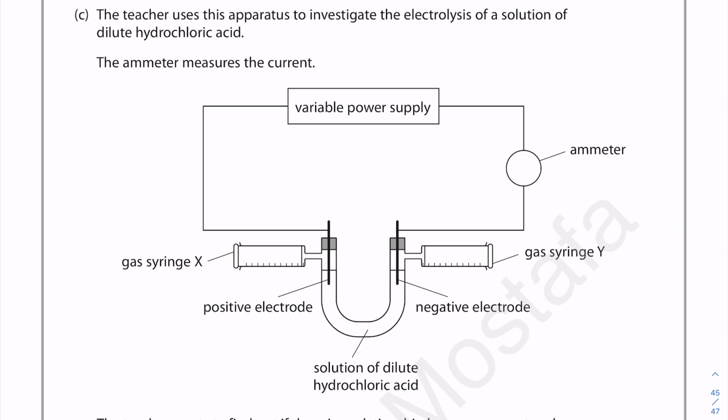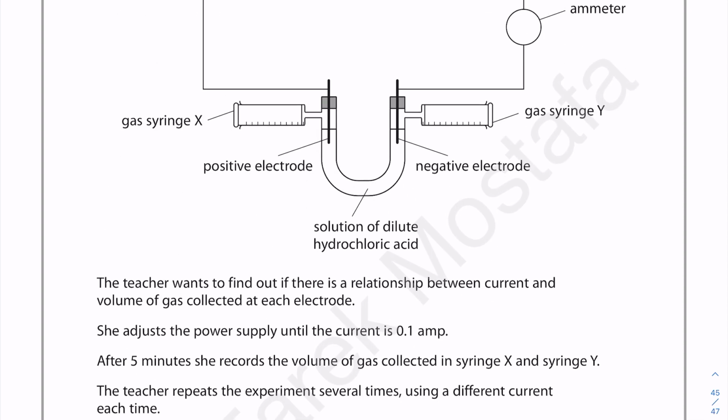The meter measures the current. وراح جايب لي solution of hydrochloric acid وجايب 2 syringes, syringe Y, syringe X. يبقى السيرنج Y دي متكونكتد للنيجاتيف الكترود، يبقى دي اللي هيتجمع فيها الهيدروجين جاز. syringe X هيتجمع فيها كلورين جاز.